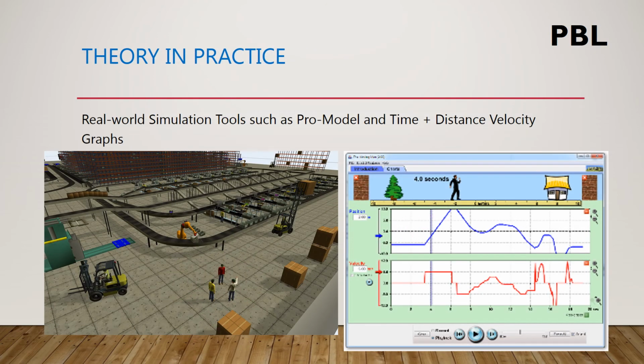Simulation is a powerful tool for introducing problem-based learning to students. These types of learning scenarios are attractive because they offer numerous real-world problems that are exciting and motivate students to focus on many different perspectives and possibilities to solving a problem. Examples of tools are process simulation software such as ProModel and time and distance velocity graphs.